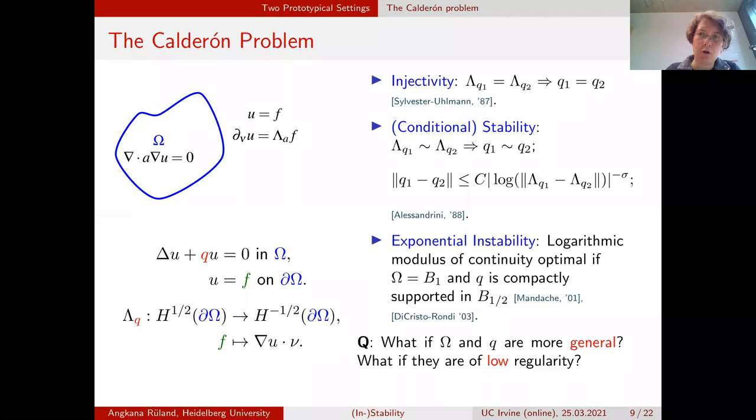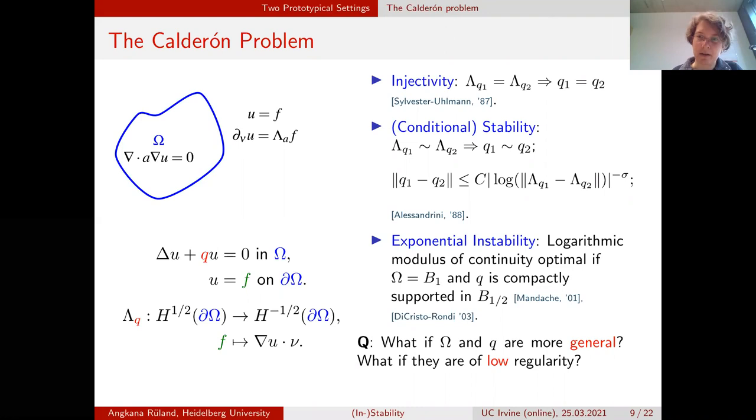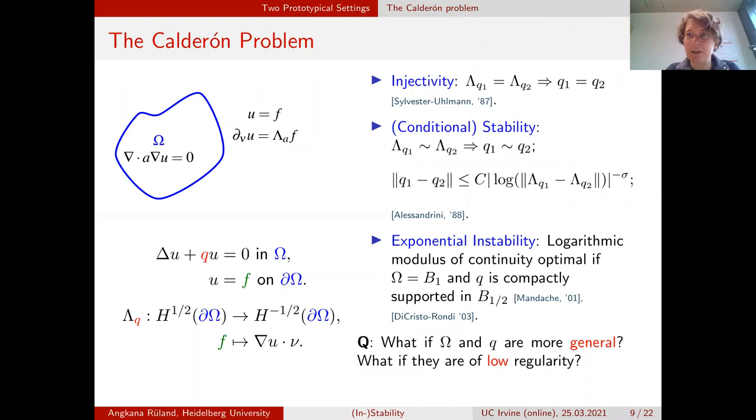Okay, but then the natural question one can ask, and this is a question that Mandache indeed was asking himself, is whether this logarithmic stability, which sounds terrible, really is something inherent in this problem, or is it just the methods or our lack of being able to prove something better. I mean, the last talk was all about trying to get rid of too much logarithmic stability and improve this. Okay, and Mandache in fact proved that there is inherent exponential instability in this problem, at least if you're in a very particular geometric setting.